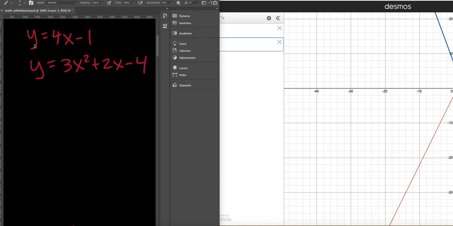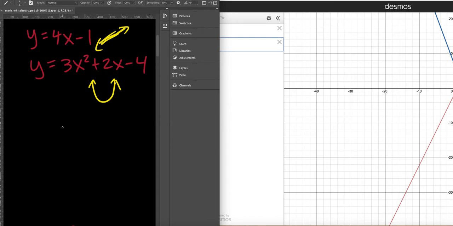So this top one, it's in y equals mx plus b, and so this is going to be linear. It's just going to be a line of some sort. This, because x squared is our highest power, is going to be a parabola, and since the leading coefficient right here is positive, that means it's going to be upward facing like this. So we have a line and a parabola.